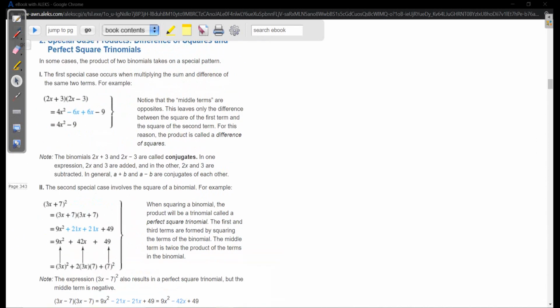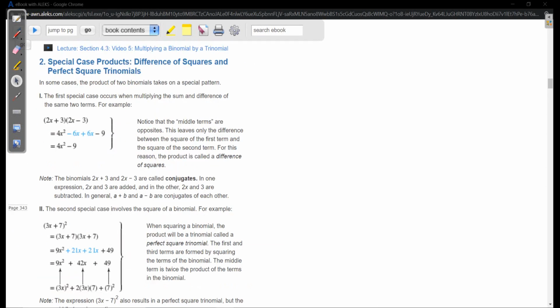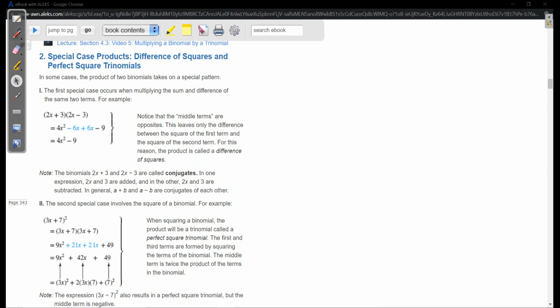All right, so this text here basically talks about special case products, difference of squares, and perfect square trinomials. So a difference of squares, in this particular case, notice how we have a 2x plus 3 and a 2x minus 3. If we were to FOIL it out, we would get minus 6x and plus 6x in the middle, and therefore they would cancel out, and we're just left with 4x squared minus 9.